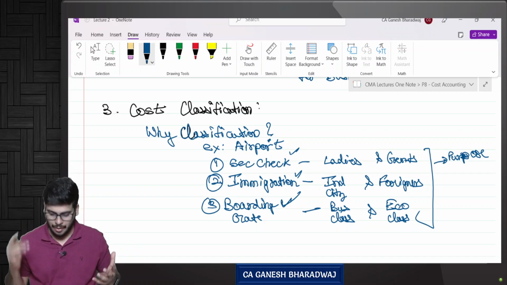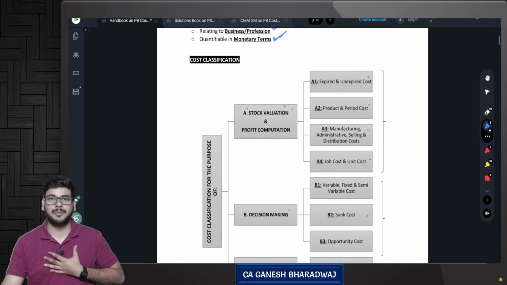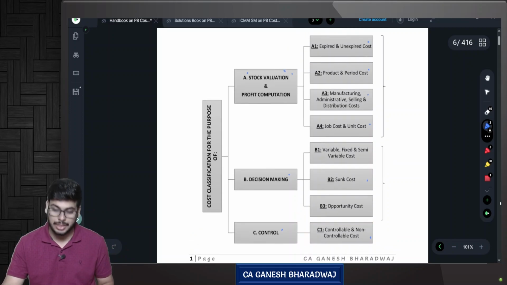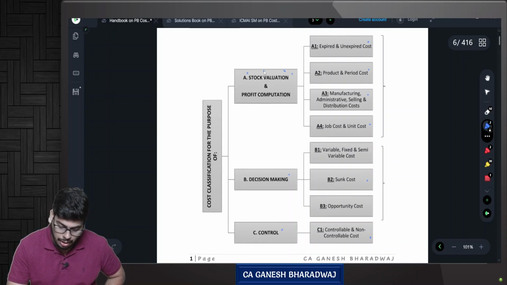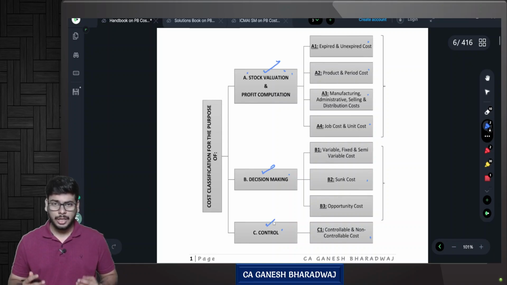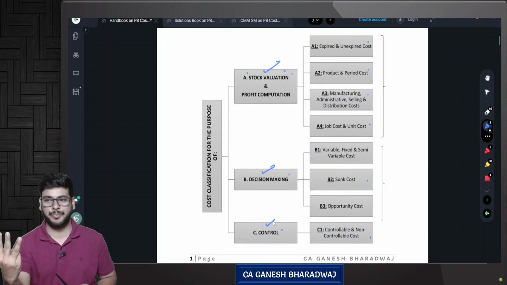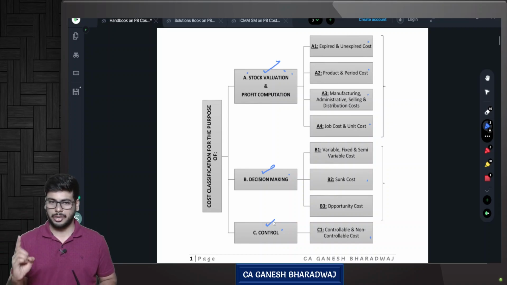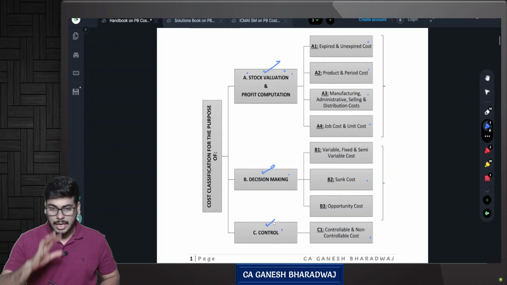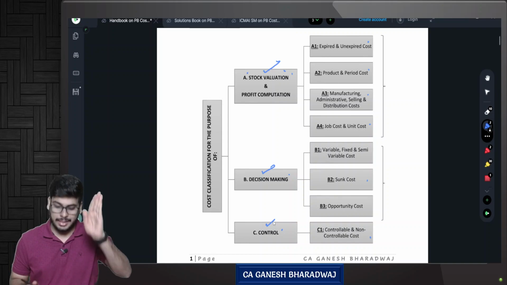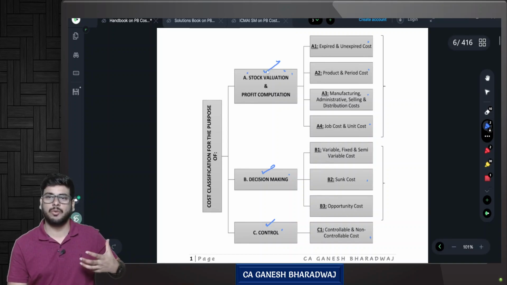Now come back to our subject. Similarly, our subject has three purposes or three objectives. What are the three objectives our subject has? Stock valuation and profit computation, decision making, control. So our subject, please listen carefully, has three objectives: stock valuation and profit computation, this is one objective of the subject; decision making, this is another objective of the subject; and control, this is another objective of the subject.